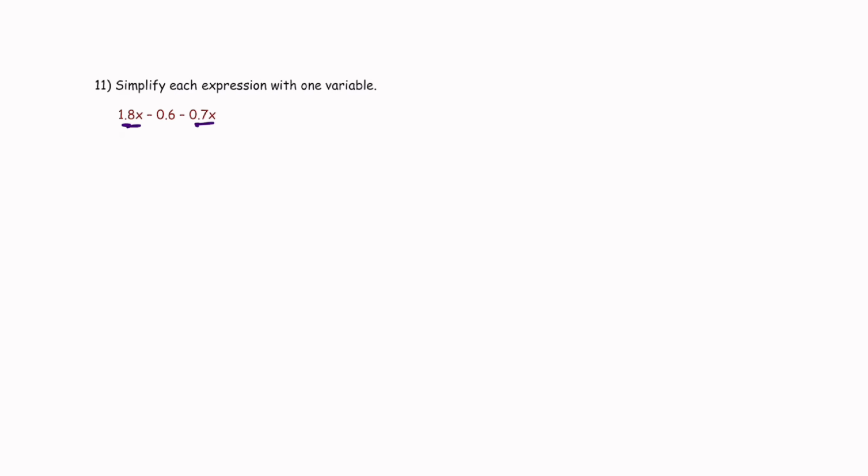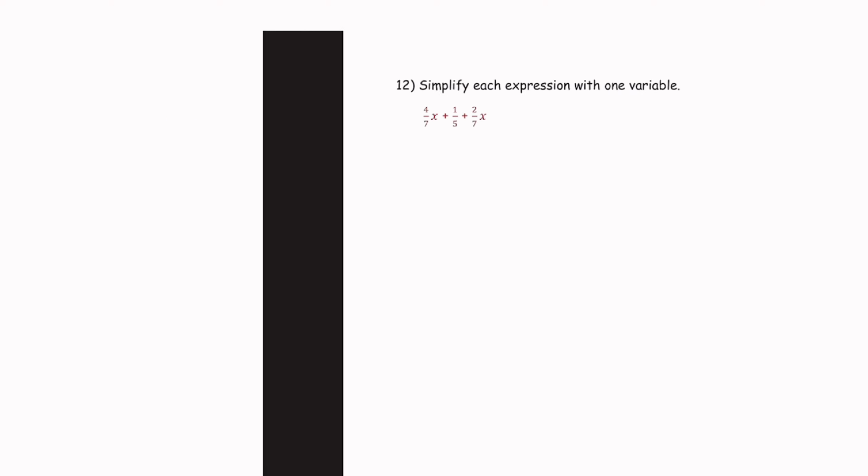This and this. 1.8 minus 0.7. So 18 minus 7 would be 11. So this is 1.1x minus 0.6. Next, again, this has x, this has x, and both have the same denominator, 7 and 7.